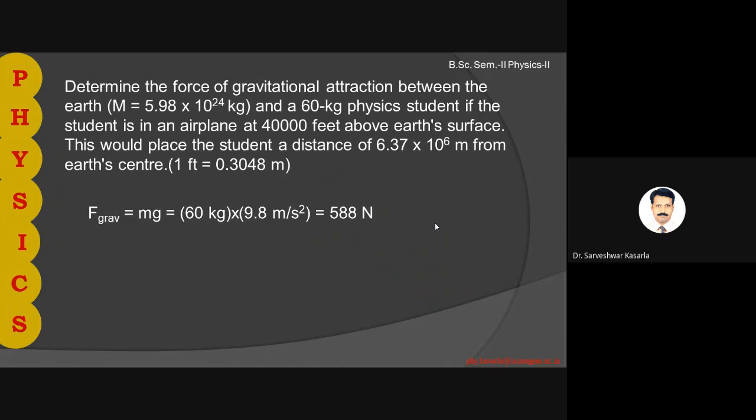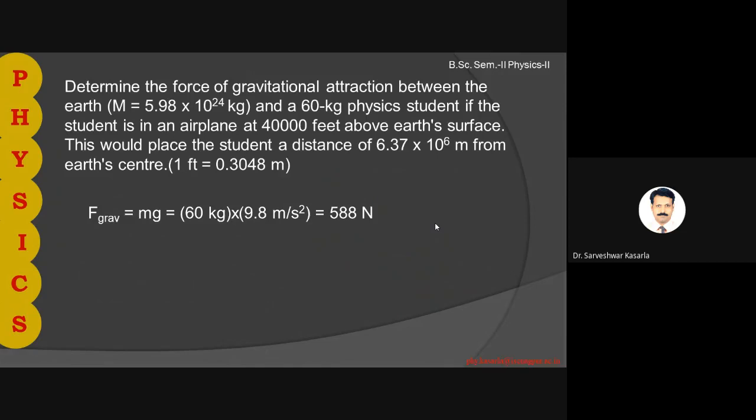meters. Okay, so if you add this distance to the radius of Earth, you will get the value of gravitational force. Or simply you may calculate the force of gravity by using a simple formula. Mg is the weight of the student. We can say mg is equal to 60 into 9.8. 9.8 is the acceleration due to gravity on the surface of Earth. Okay, so that comes out to be 5.88 Newton.